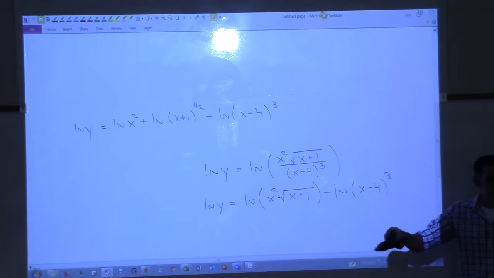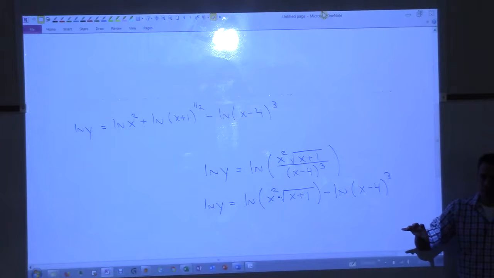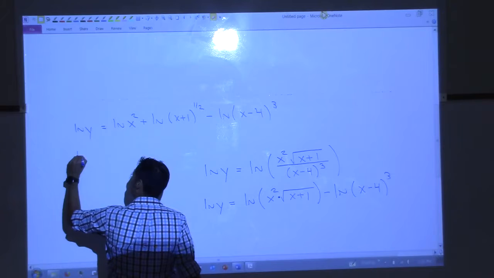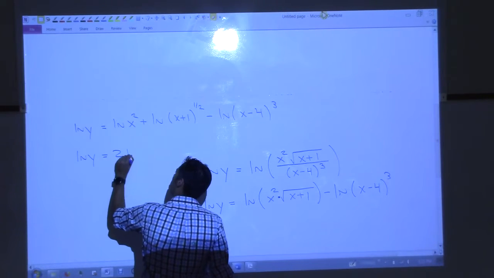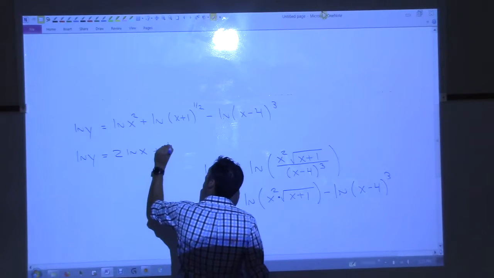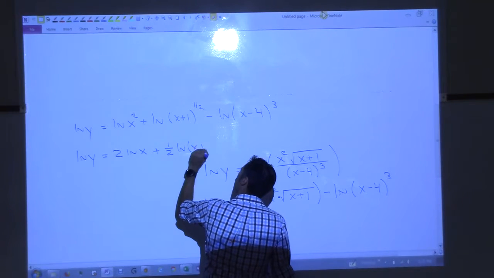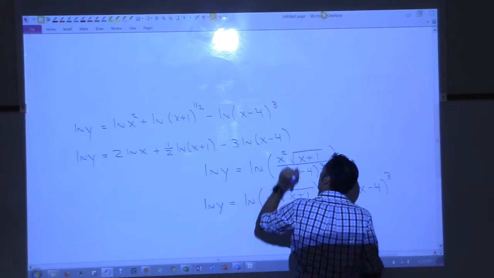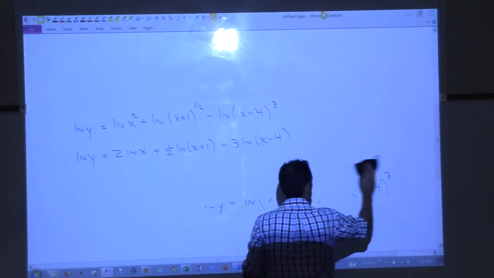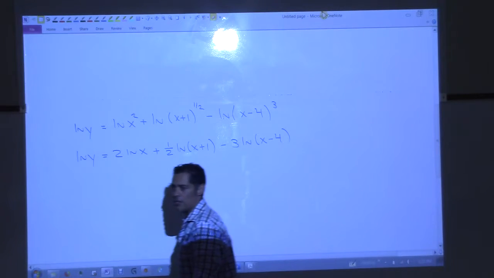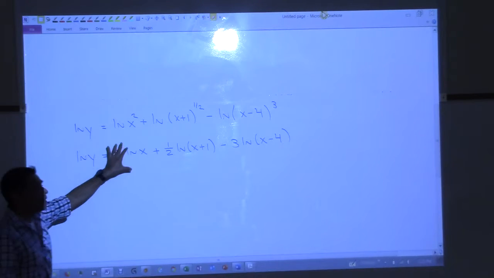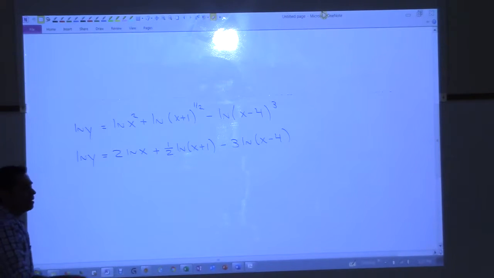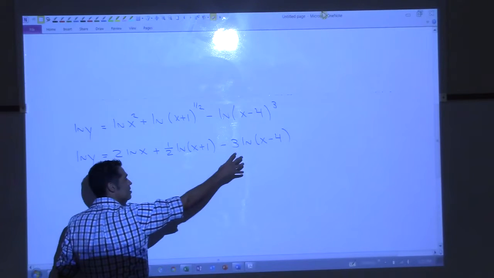We can't do any more expanding, like I can't get any more logs out of this, but I have a bunch of powers that I can drop out. So I'm going to drop these powers out: 2 natural log x plus 1/2 natural log x plus 1 minus 3 natural log x minus 4. And now at this line right here, I am ready for differentiation, because that's about as much as I can do, and I really like what I'm looking at over here, right? These should be easy to take derivatives of because they're separated by addition and subtraction.